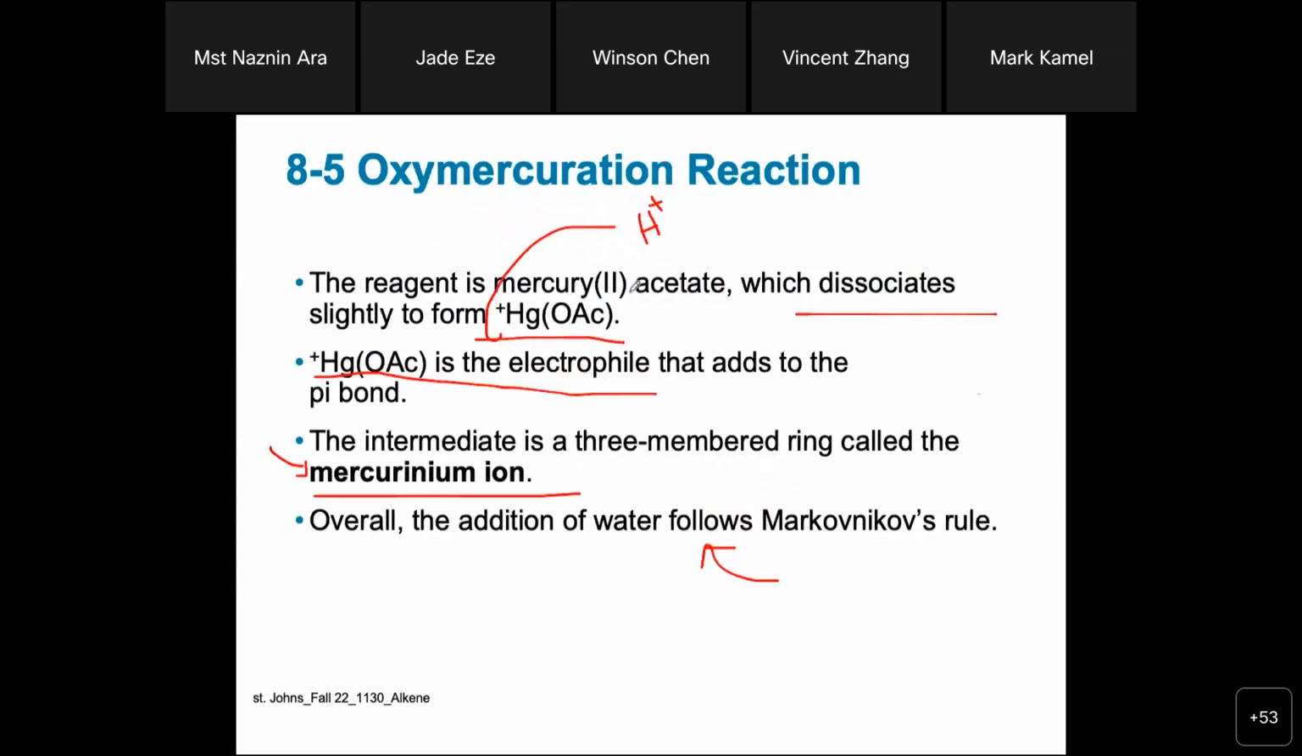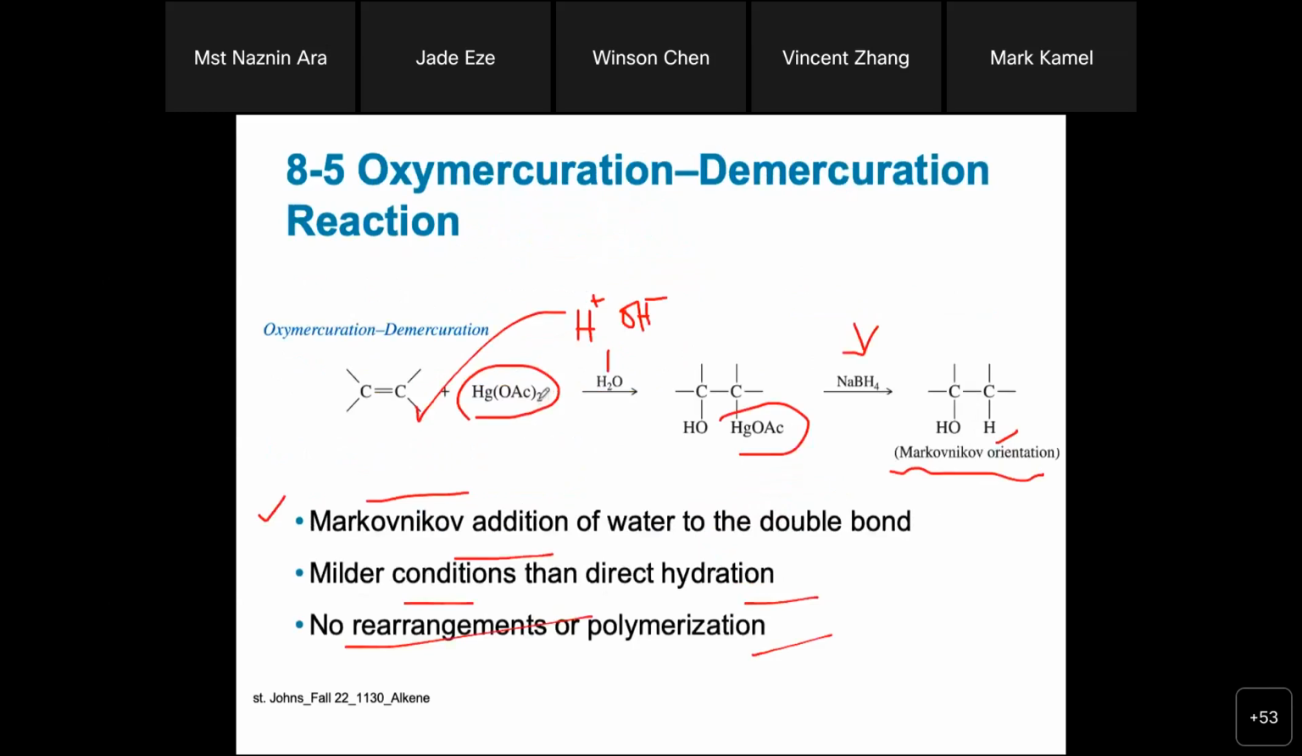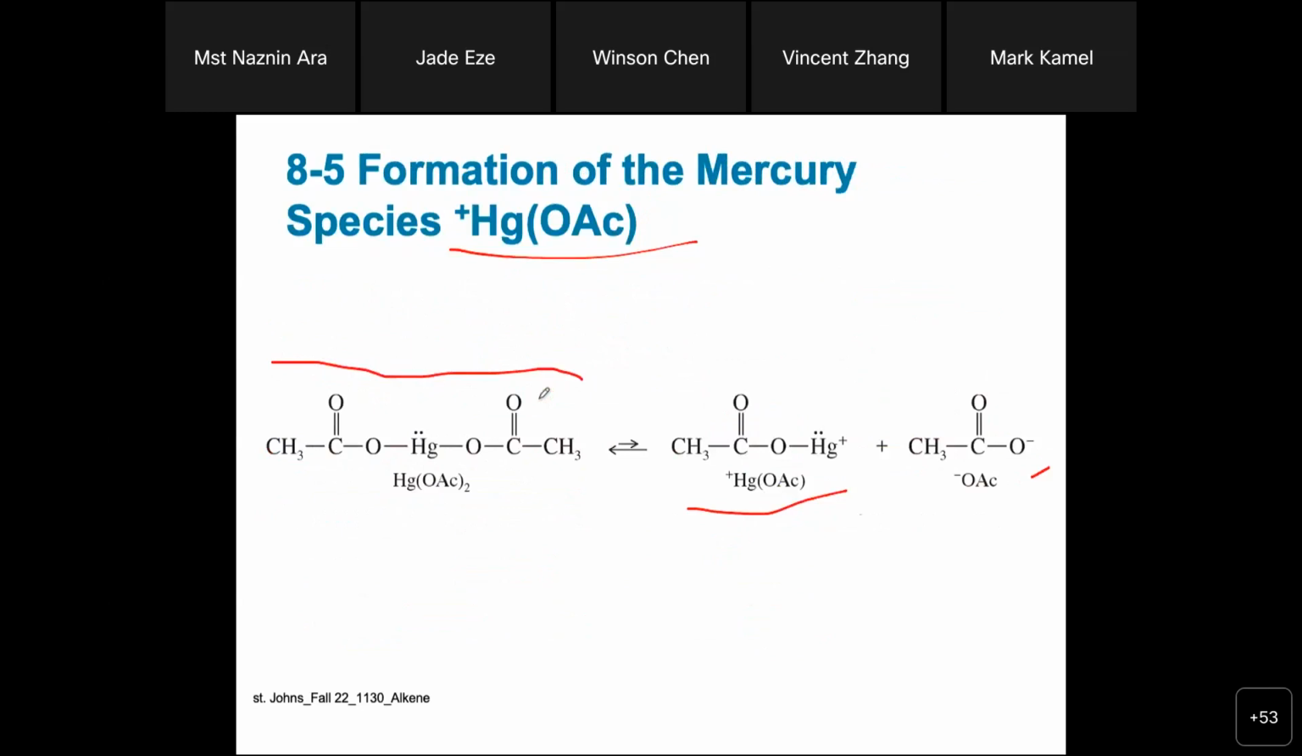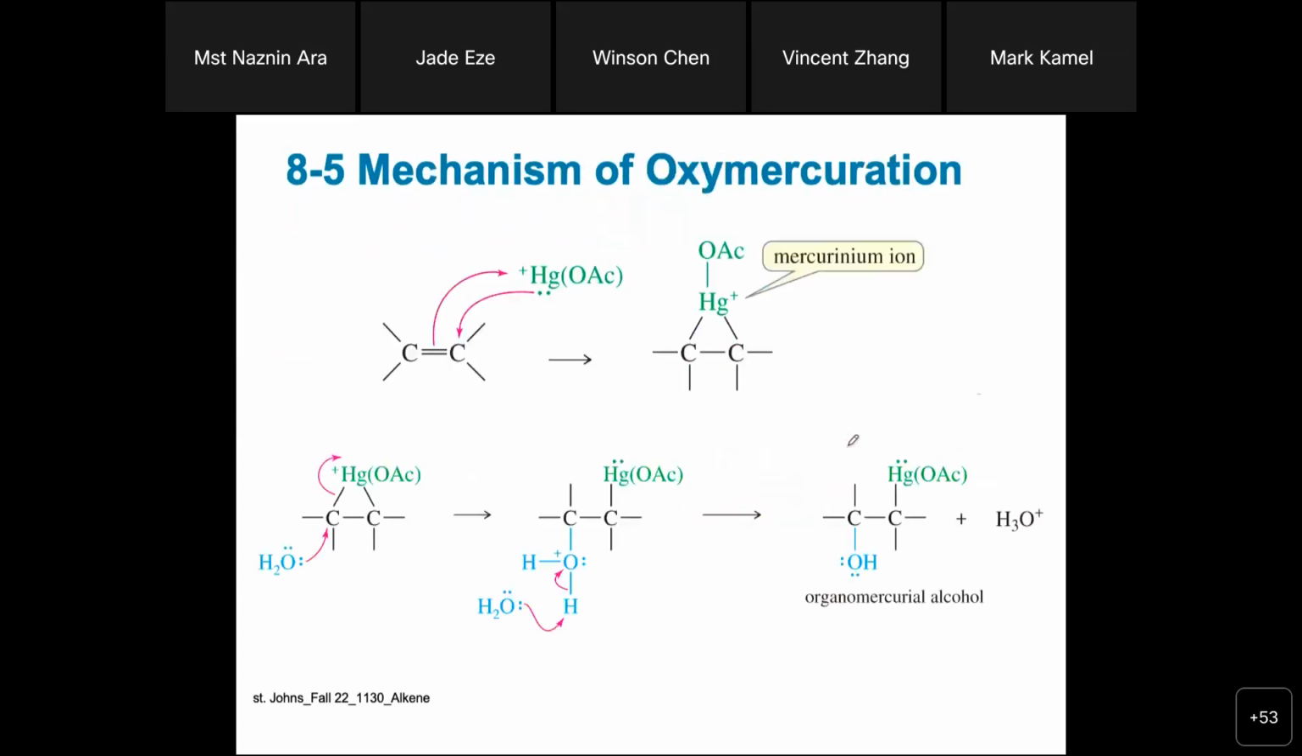See, mercury 2 acetate, this one too, mercury 2 acetate. You can write it like that, AC, and also AC, actually you can see the COCH3 acetate. So you can write like that or like that. In the first step, this kind of ion will be formed, and then it will follow the same.